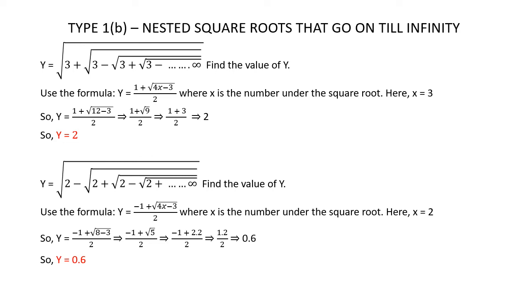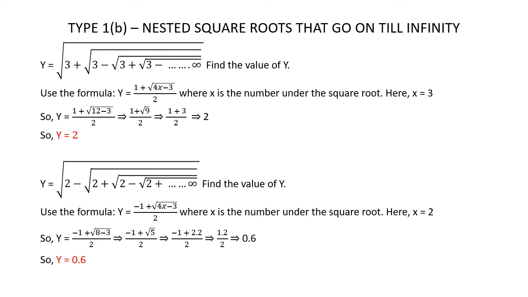So use the formula y is equal to minus 1 plus root of 4x minus 3 divided by 2, where x is the number under the square root. Here x is equal to 2. Substituting the value of x in the formula, we get y is equal to minus 1 plus root of 4 multiplied by 2 minus 3 divided by 2, which is minus 1 plus root of 8 minus 3 divided by 2. 8 minus 3 is 5.